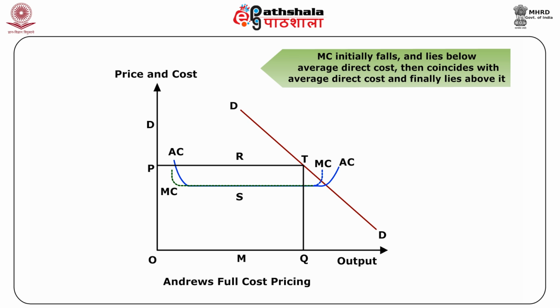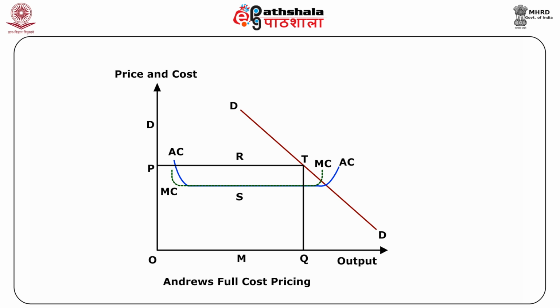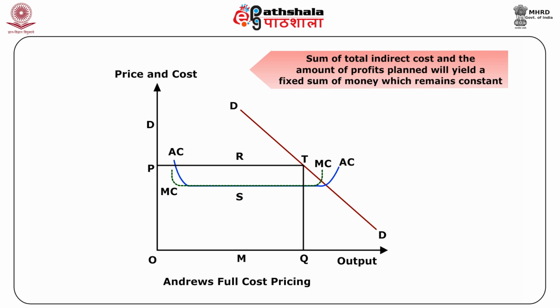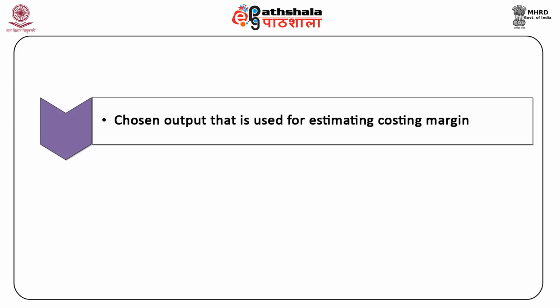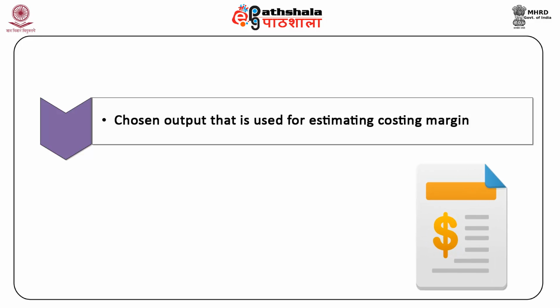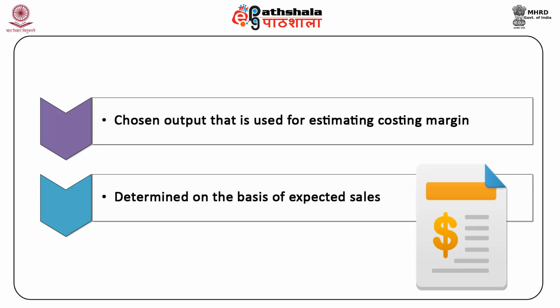Firms, before fixing the prices, have to calculate average direct cost, total indirect cost, as well as the amount of profit they wish to earn. The sum of total indirect cost and the amount of profits planned will yield a fixed sum of money which remains constant for fixation of price in the short run. According to Andrews, the costing margin is calculated from this fixed sum of money by dividing it by the chosen level of output.